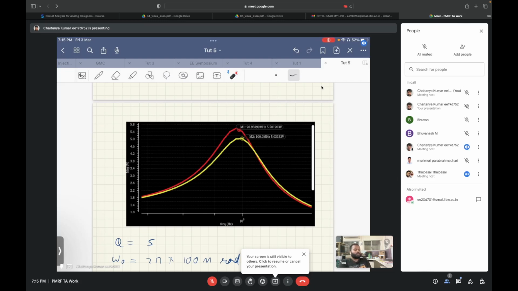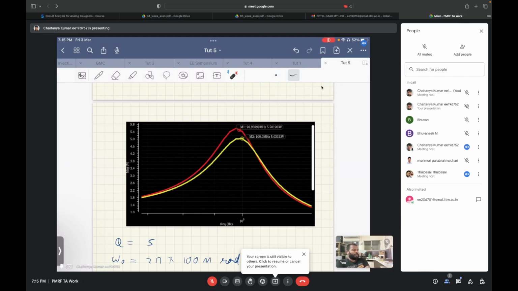There you can find, or on YouTube, if you try to search active filter design by Dr. Shanti Pawan, you will get a lecture series. So in that you can find more. For example, the biquad that we did till now, the two op amp active RC biquad.